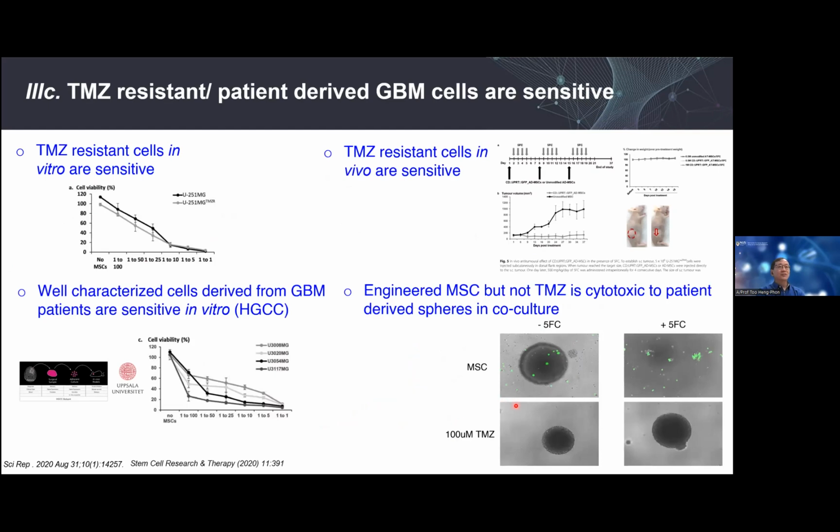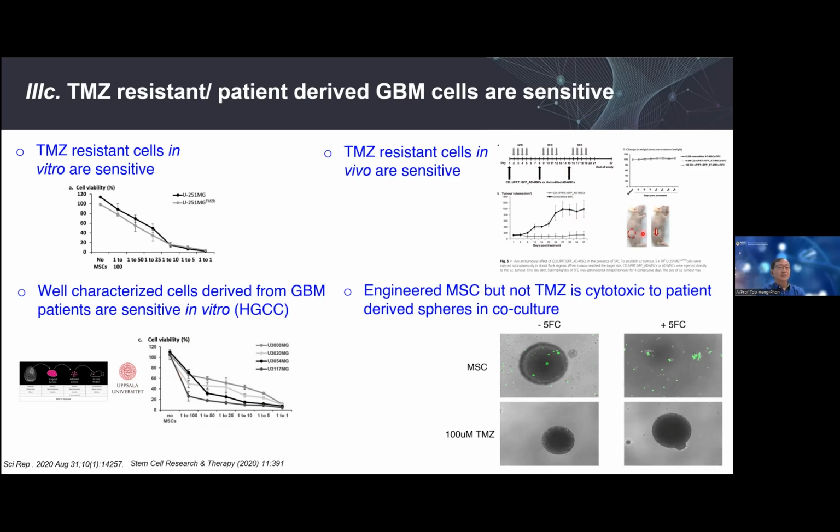Here are a bunch of results that have been published. We are focusing on glioblastoma. You can see the resistant cells are killed equally well when you use mesenchymal stem cells to carry the gene and when you switch it on. Here is a bunch of cells from Uppsala, which are very well-characterized cell lines that reflect the tumor in humans. And similarly, you will kill them off.